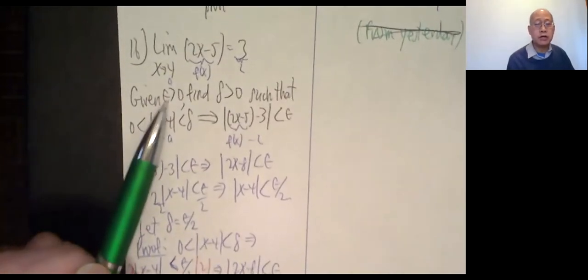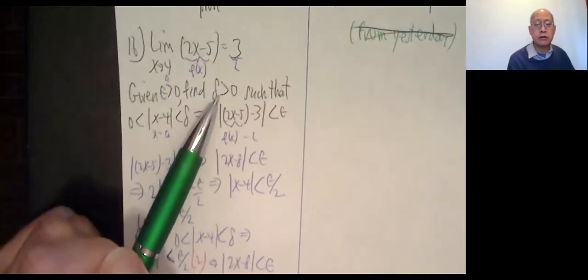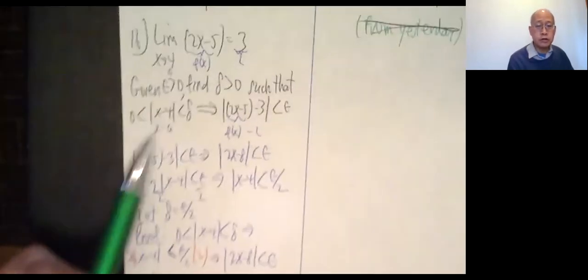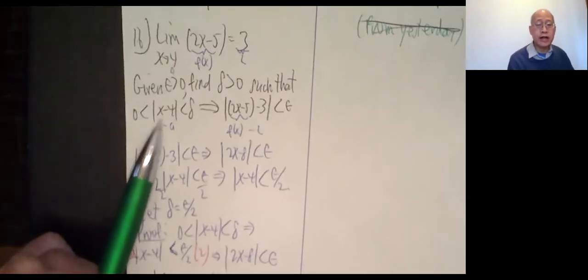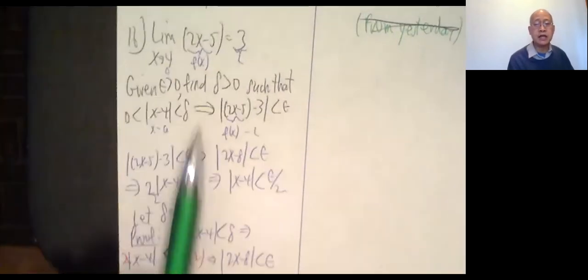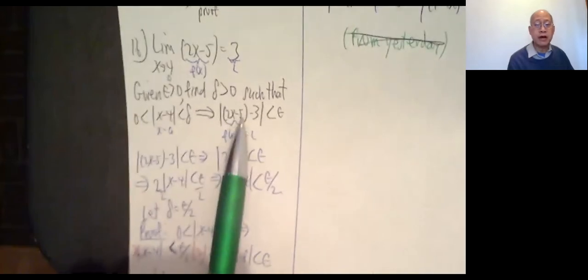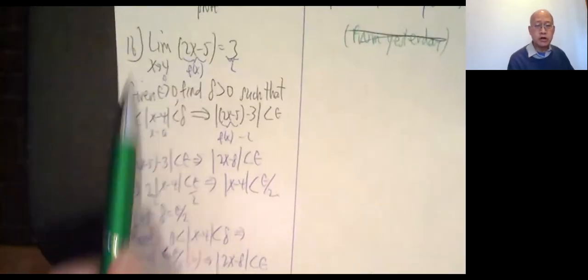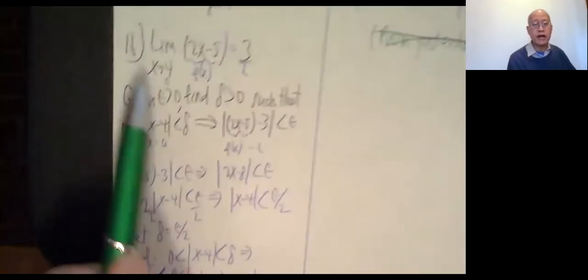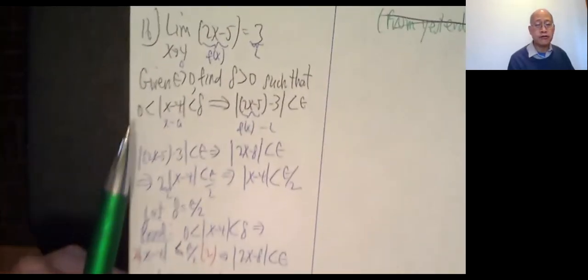Given an epsilon greater than 0, find delta greater than 0, such that whenever 0 is less than the absolute value of x minus A, x minus 4, is less than delta, that implies the absolute value of f of x minus L, 2x minus 5 minus 3, is less than epsilon. You can use this as a template. In fact, if you want to write this template on your next cheat sheet, you may. It's always going to look like this at the start of a proof.